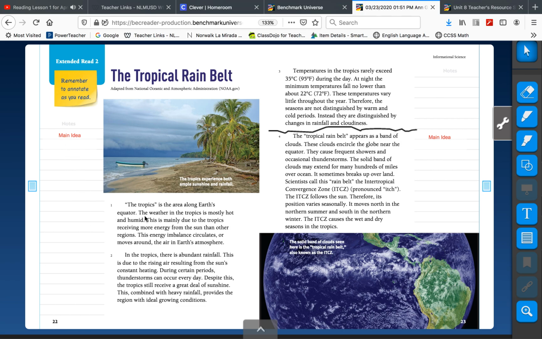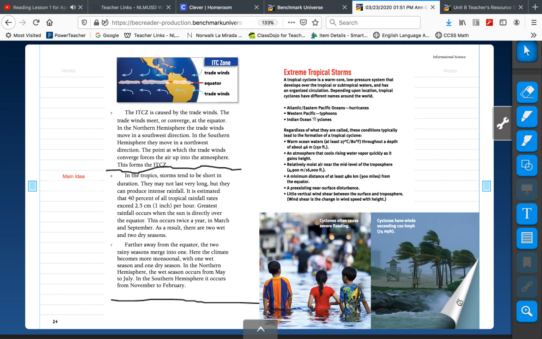Whatever I decide is my main idea, though, I have to underline the key details that prove the main idea. I have to have evidence from the text for my main idea. Continue working with the other paragraphs through paragraph 7.